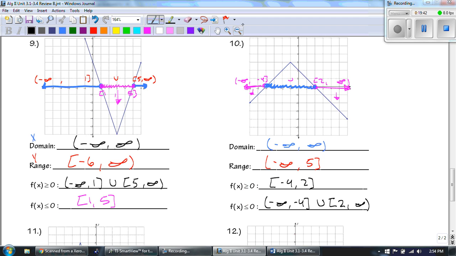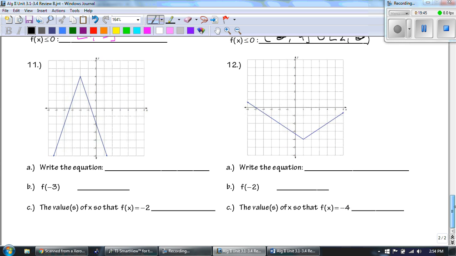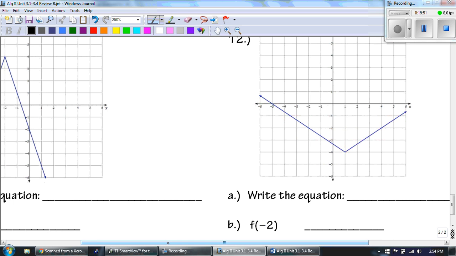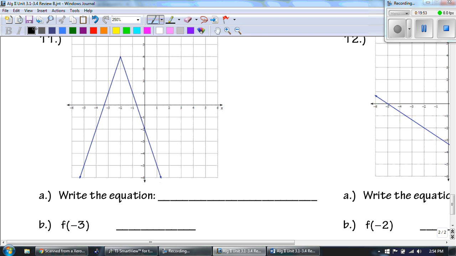Okay, almost done. 2 more. You have to write the equation for both of these. All right, so the first thing that I notice is that it is flipped, which means there's a reflection, which means when we start it off, it's going to be negative. There's my vertex. What is my vertex? Well, I had to go left 2, and I had to go up 4.